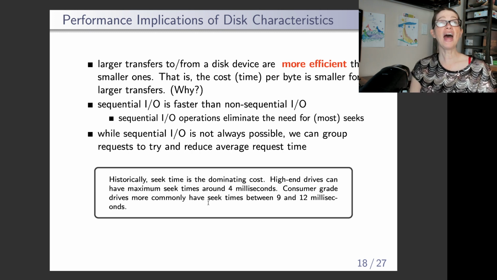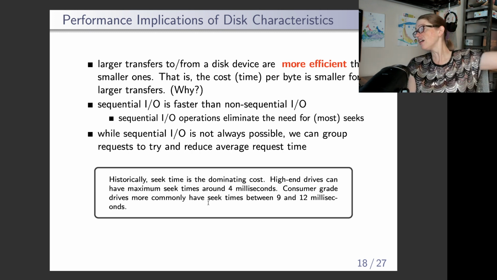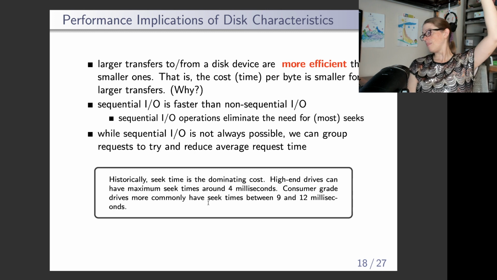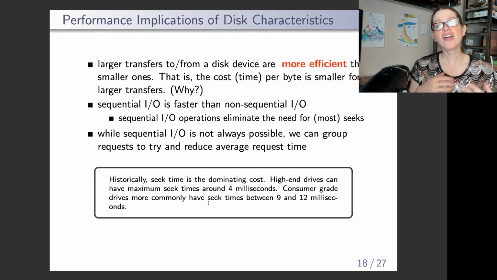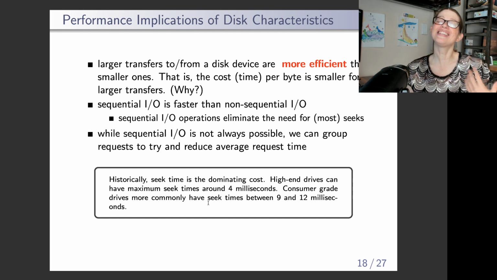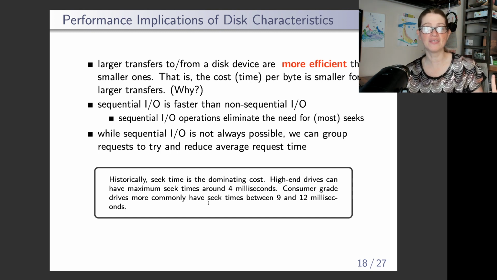Random I/O is really bad because you've got to move the head over here, and then over here, and then up here, and back over here, and then back over here. It's too slow. The cost per byte of random I/O is significantly higher than the cost per byte of sequential I/O.